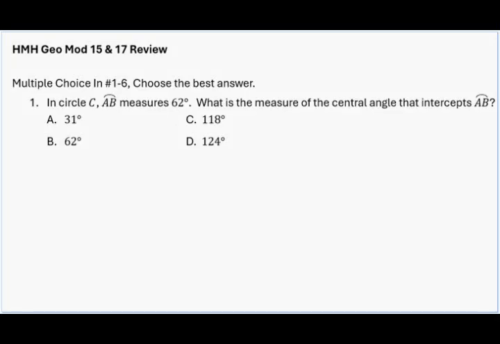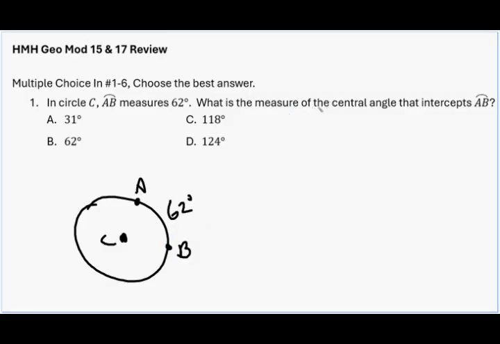Okay, so we got a geometry test coming up here shortly. Let's do some review problems and see if we're ready. Multiple choice in 1 through 6. Choose the best answer. So we've got circle C. Arc AB is 62 degrees. What is the measure of the central angle, ACB? Well, central angle and the arc it intercepts are going to be the same. Answer is B.